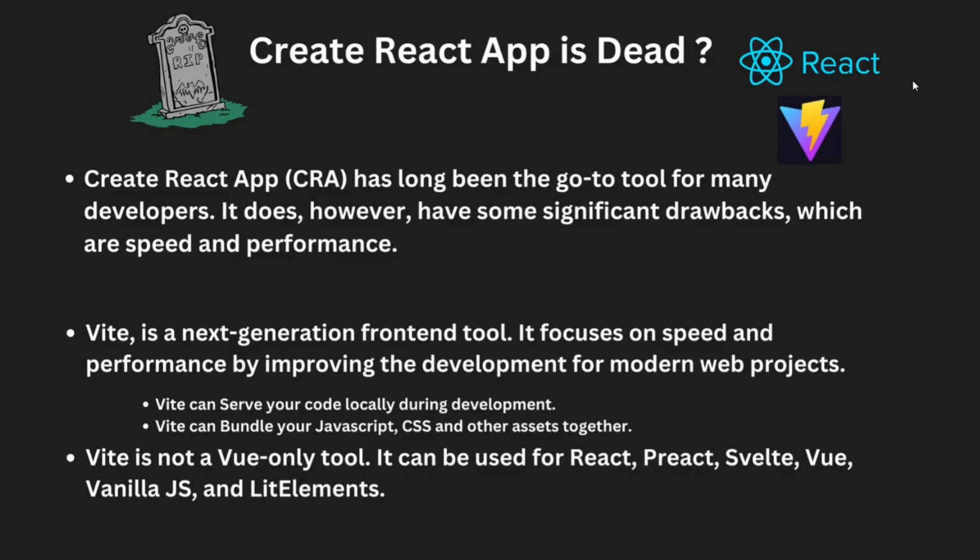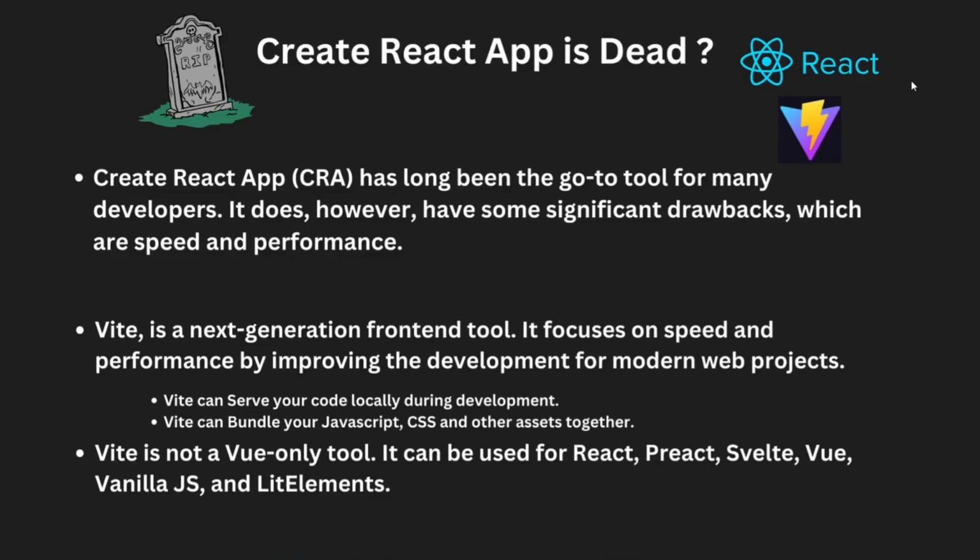It focuses on speed and performance by improving development for modern web projects. Vite can serve our code locally during development and can bundle your JavaScript, CSS, or other assets together. Vite, it's important to note, is not a Vue-only tool. It is also used for React and other frameworks, including Vue, Vanilla.js, Lit Elements, as well as HTML, CSS, and JavaScript projects.